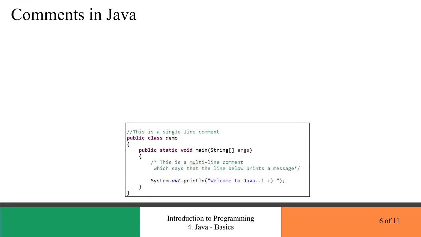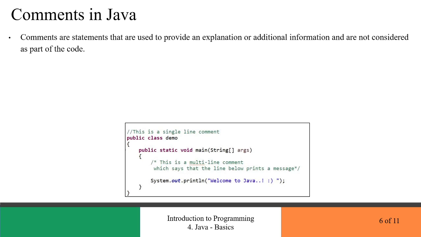Now, let us move on to comments in Java. Until now, we have looked at Java programs that are one or two statements in size. But in a real-world application, there will be multiple developers who are collaborating on hundreds of files. Comments in Java are used to provide additional information. Comments are statements that are used to provide an explanation or additional information and are not considered as part of the code. Comments are present in the code, but they are not executed as part of the code.